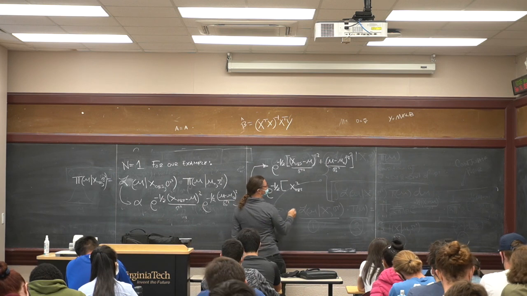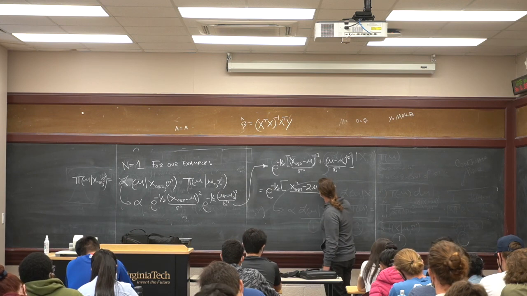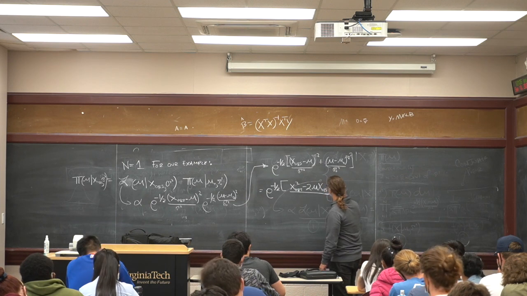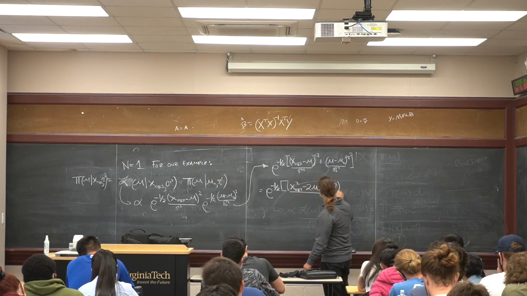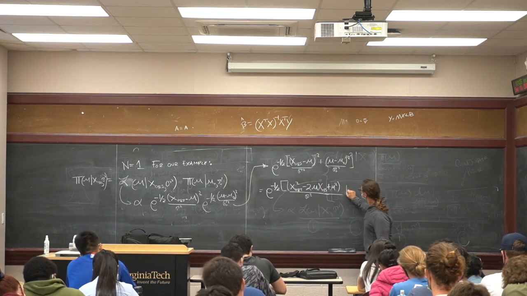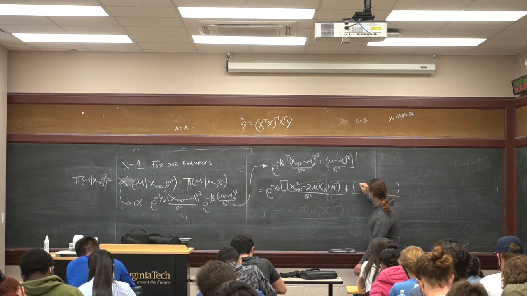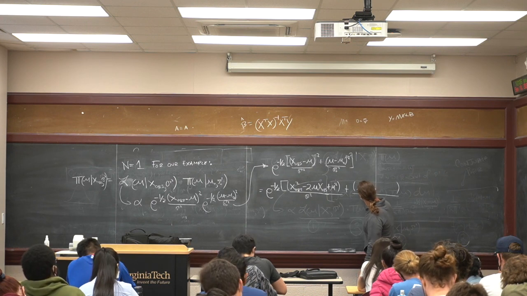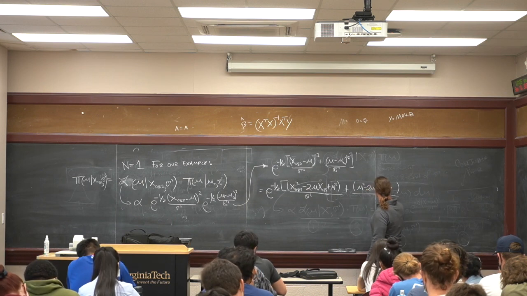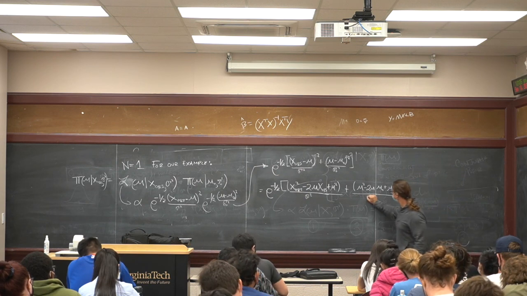So this is going to be x obs squared minus 2 mu x obs plus mu squared, over sigma squared. This is all in the exponent. Plus, do the expansion, this is going to be mu squared minus 2 mu times mu naught plus mu naught squared, divided by sigma naught squared.